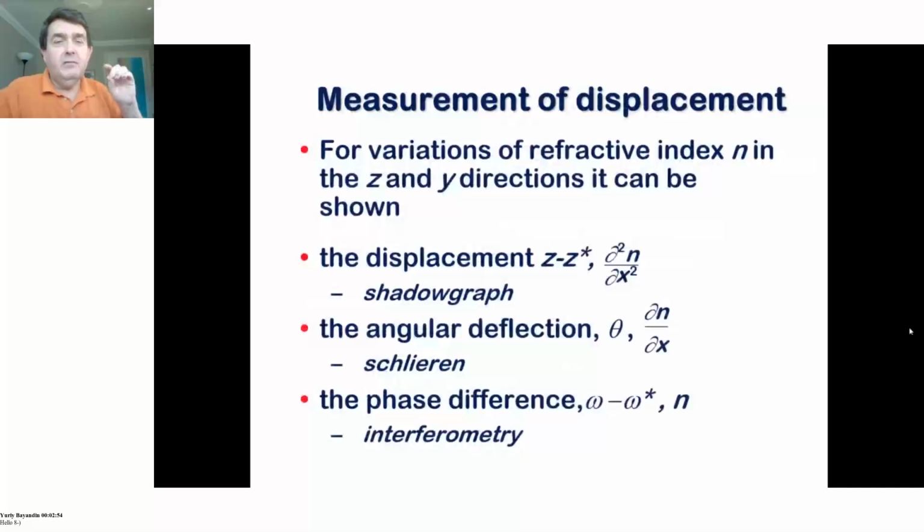And here's a couple of theoretical points. If you're wanting to measure displacement, then shadowgraph tends to be the best technique, and it's sensitive to the second differential of the refractive index of the material. You can find that in many optical textbooks. If you do Schlieren, it's the angular deflection you're measuring, angular deflection based upon the differential of the refractive index.